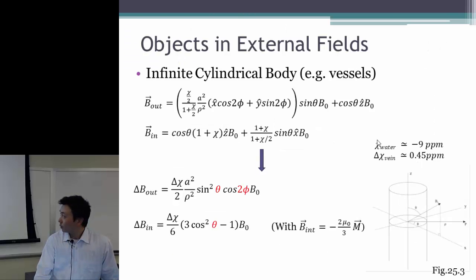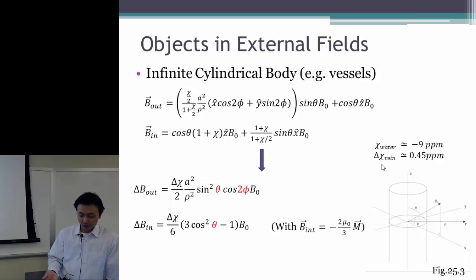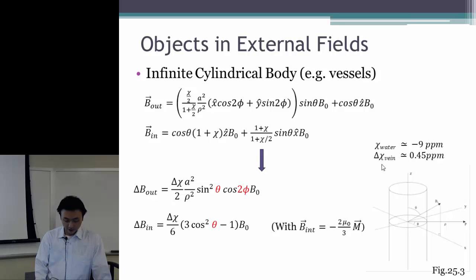So a typical value of the susceptibility of water relative to vacuum is roughly -9 ppm, while the susceptibility difference between the wing and its surrounding tissue is usually only like 0.45 ppm. So the susceptibility difference of the wing is actually a very small value.